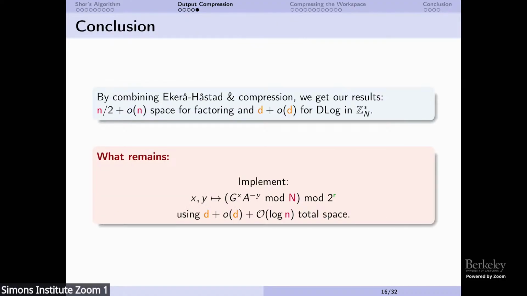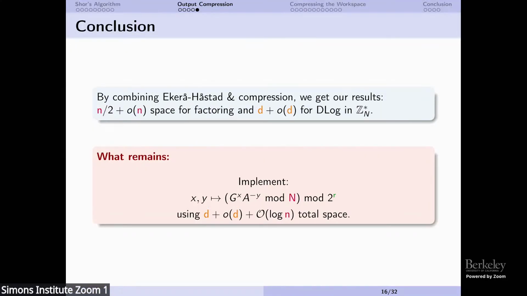So that's the conclusion of this part: if we combine Hastad and the compression correctly, we get factoring in n/2 plus e to the power n space, and discrete log, which is even better because it depends on the size of the discrete log. What remains, of course, is to implement this. Are we sure that we can compute the exponentiation mod n, then reduce and compress it, using a small total space? This is where we enter the part on integer arithmetic. If you have any questions, this is a good moment. Otherwise, 20 slides of integers.